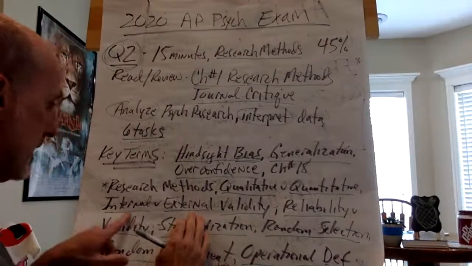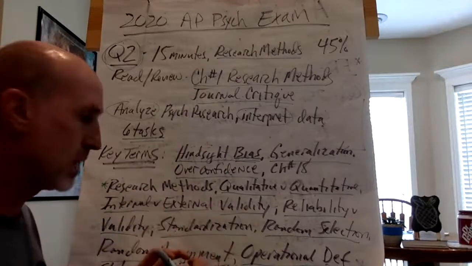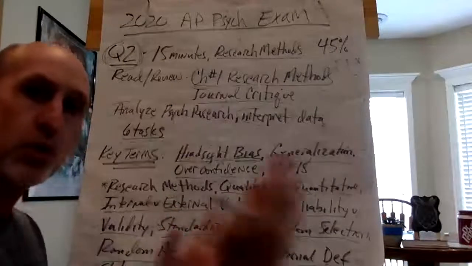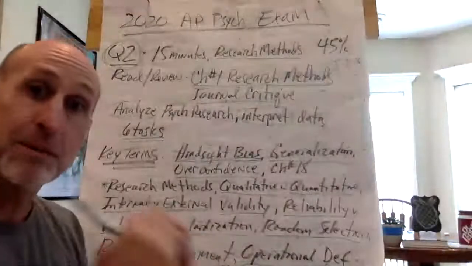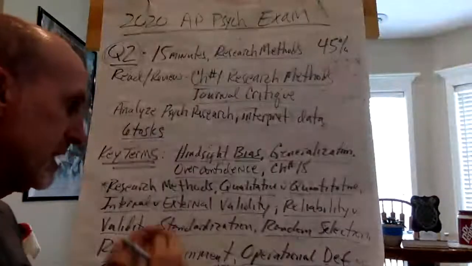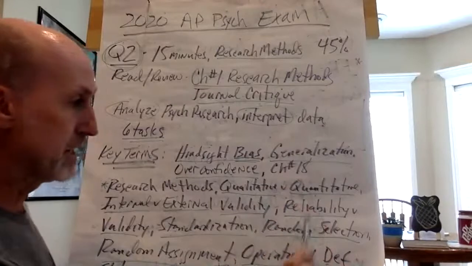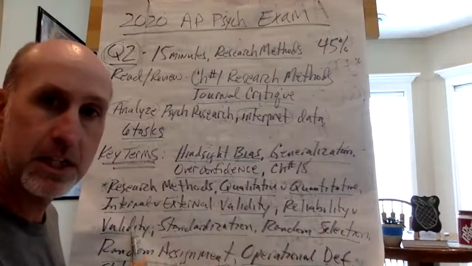So internal validity is the actual method. Was the method done well? And external validity is who can I apply this to based on my subjects. Remember, it's based on my subject population. And then also, again, remember the definition between reliability and validity.